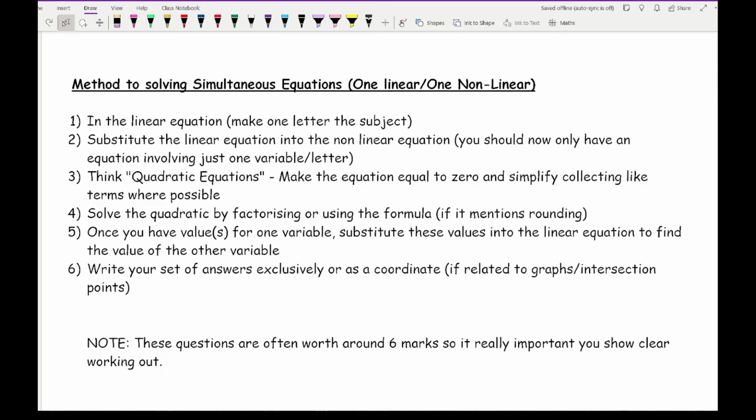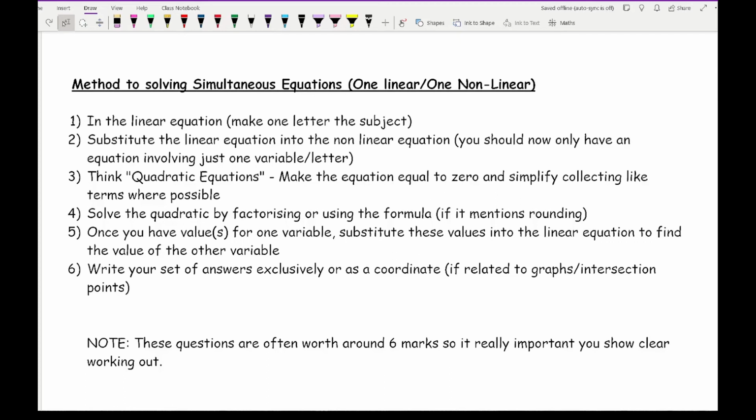So the first thing you want to do is, in the linear equation, so the one that's just got single x and single y, it's probably the one that looks the simplest, you want to make one letter the subject. Now in higher mark questions, you may have to do a bit of rearranging. In a lesser mark question, this will already be done for you. So step one is going to be very optional based on the types of questions you're given in the exam. And again, we'll go over this when we go through some example model exam questions.